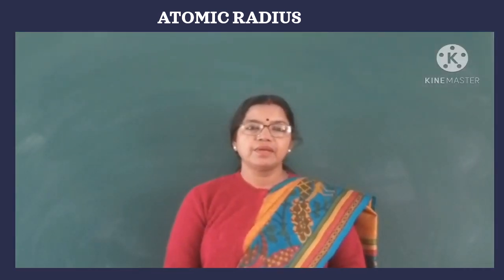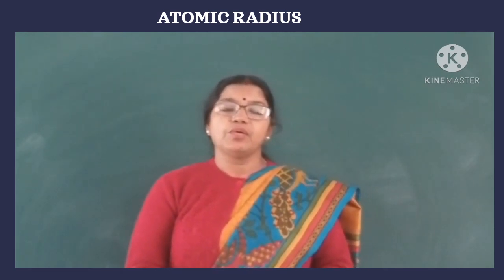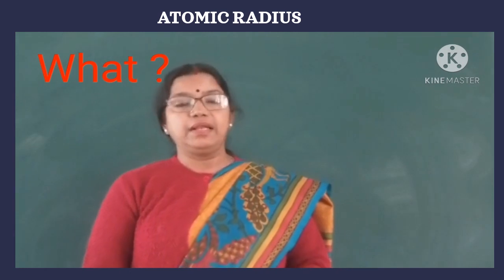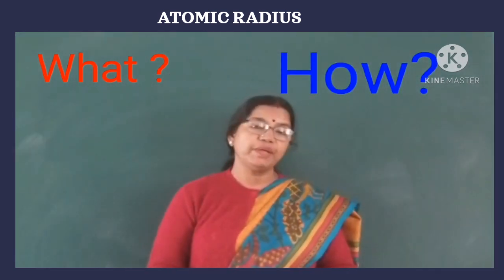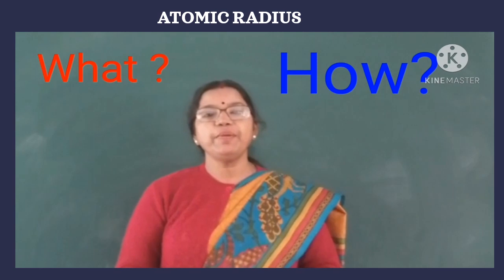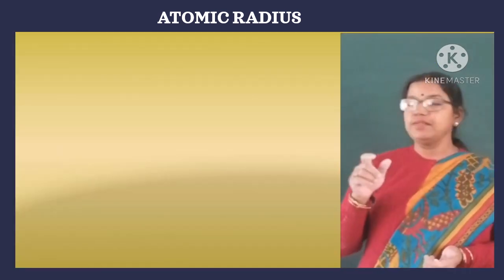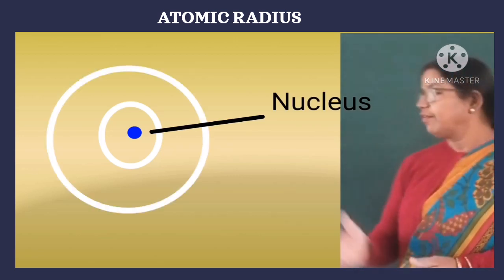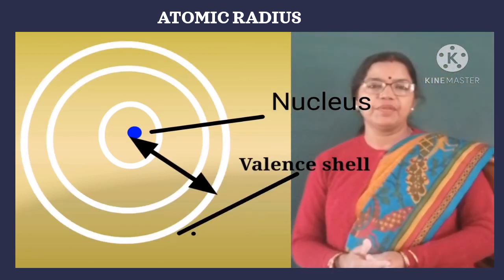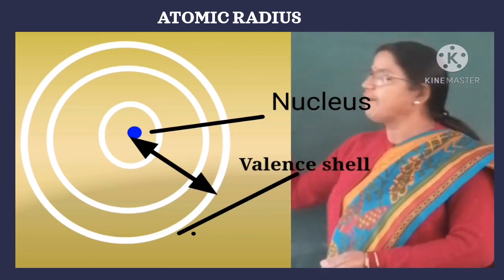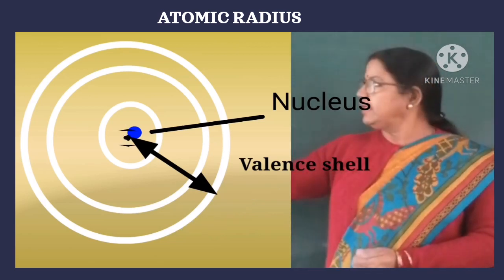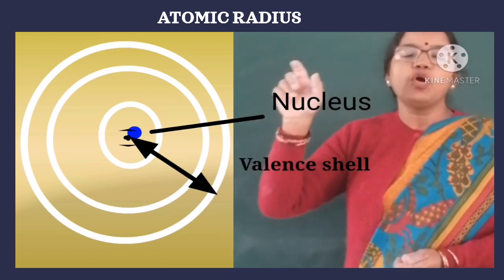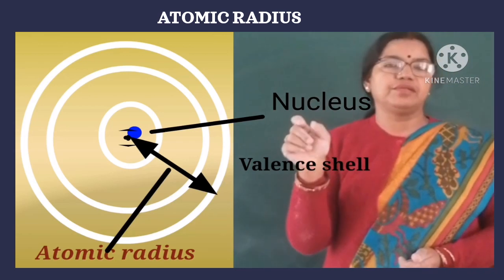Atomic size. It may click in your mind what the atomic size of an atom of an element is and how we can determine it. So children, atomic size is the distance between the center of the nucleus of an atom and the valence shell. For your level, you can keep in mind valence shell electrons. The distance between the center of the nucleus and the valence shell electron is also known as atomic radius.